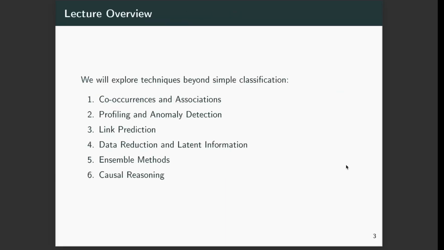Let me now walk you through the roadmap for today's lecture. We have 6 major topic areas that we will cover in sequence. Each one is a distinct data science capability that extends beyond the classification and regression techniques at the core of most introductory courses. First, we will look at co-occurrences and associations, the foundation of market basket analysis, which answers the question, what items tend to go together?